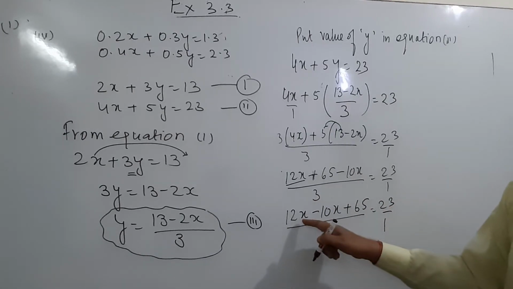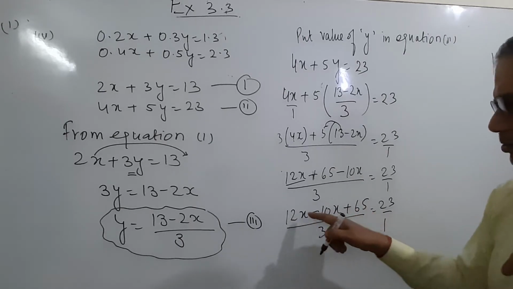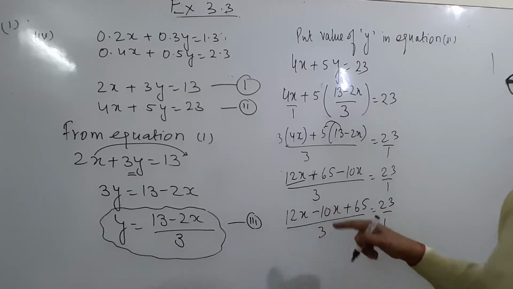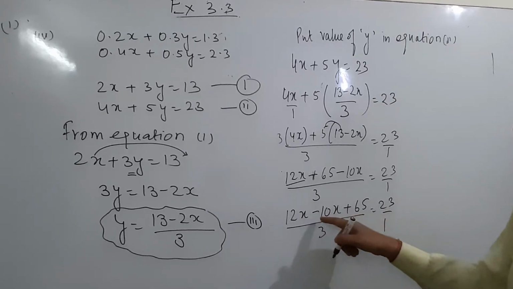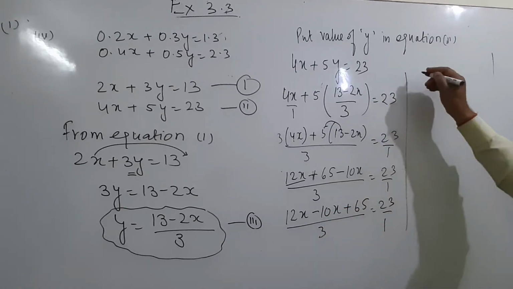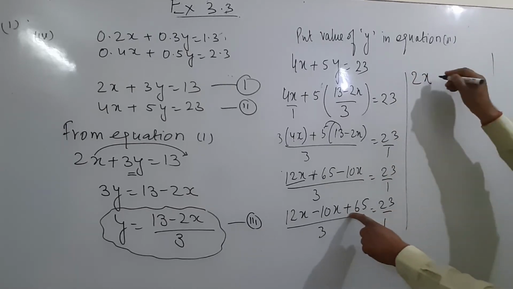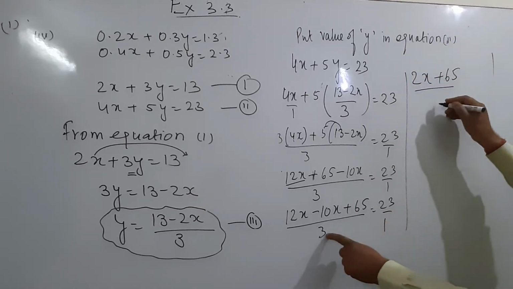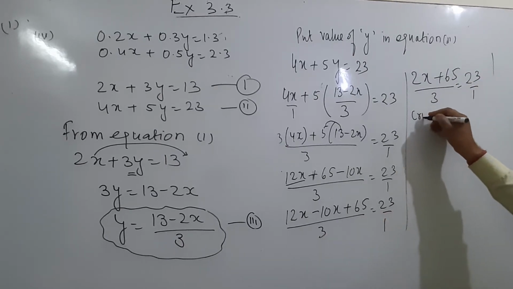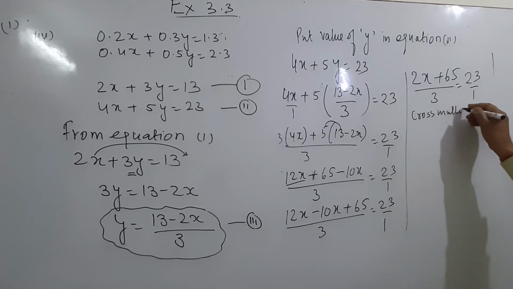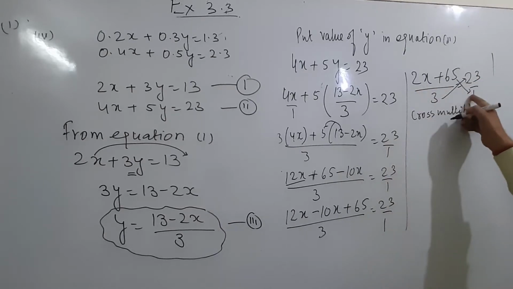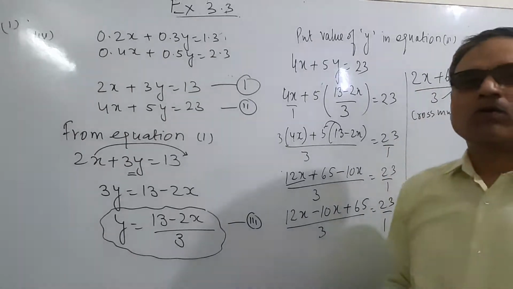Here is 12x, here is 10x. 12x minus 10x is equal to 2x. So 2x plus 65 upon 3 is equal to 23 upon 1. Cross multiply. This will be multiplied to this, and this will be multiplied to 1. What will be your answer? What is your answer now?